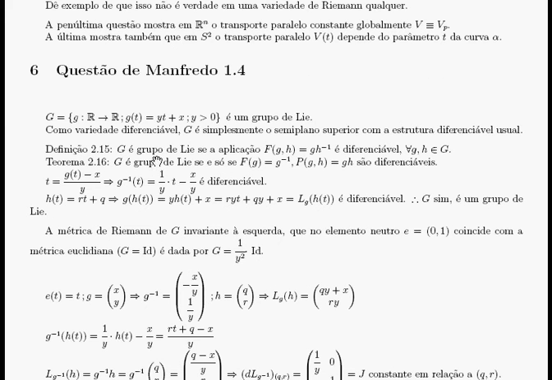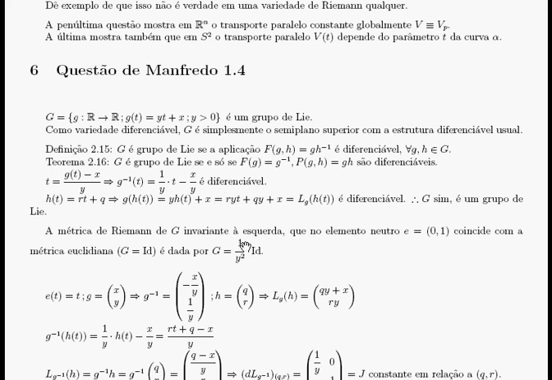Definition: G is a Lie group if the application f(g, h) = g h^{-1} is differentiable for all g, h in G. Theorem: G is a Lie group if and only if the inverse and the product are differentiable. Isolate t. g inverse of t is (t − x)/y. So we have 1 over y and x over y. It is differentiable because y is not 0, it's greater than 0. h is rt plus q, so g h is (yr t + q y + x). So the product is differentiable. ry is differentiable, qy + x is differentiable. G is a Lie group.